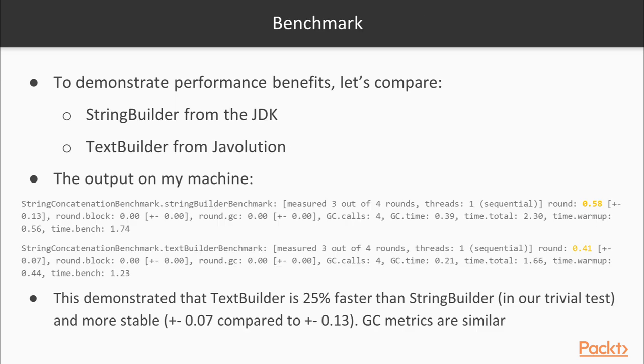Here's a quick benchmark that I'm also going to demonstrate live afterward as part of the demo, comparing the string builder that's part of the JDK with the text builder from Javolution. Here you see on top is the result of string builder, and on the bottom the same using text builder, which shows that the smaller time means it's approximately 25% faster than string builder, even in Java 8, which has already been significantly improved over previous JDKs. And it's more stable and predictable with a delta of only 0.07 compared to 0.13 for the JDK classes. The garbage collection metrics are relatively similar and pretty comparable.